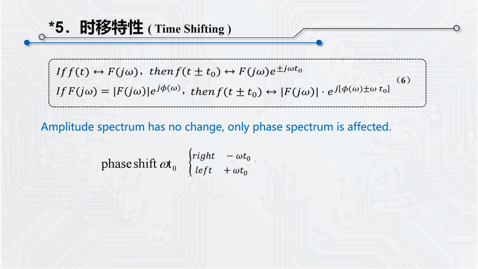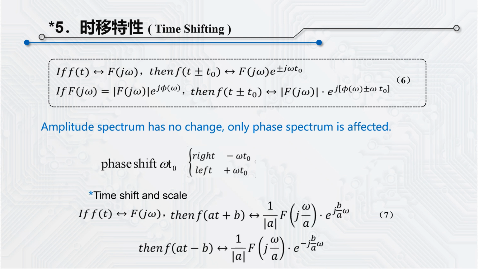We should also notice that when the signal shifts to the right by t0, it produces phase minus ωt0. When it shifts to the left by t0, it produces plus ωt0. After time shifting and scaling, you can get equation 7.